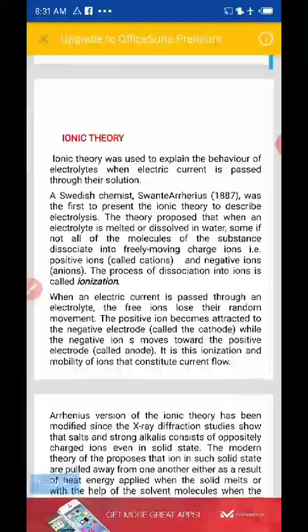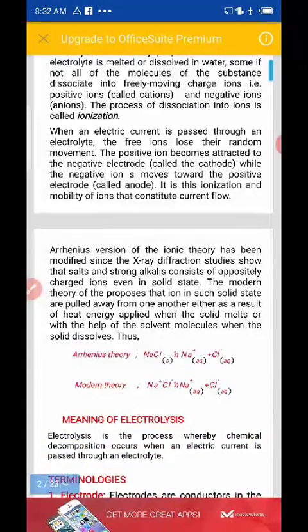So whenever we pass electric current through an electrolyte, the free ions lose their random movement. The positive ions of that electrolyte will now move towards the negative electrode, the cathode, while the negative ions will move to the anode. It is this ionization and mobility of ions that constitute current flow. I'm just explaining the ones that form the building blocks of this.